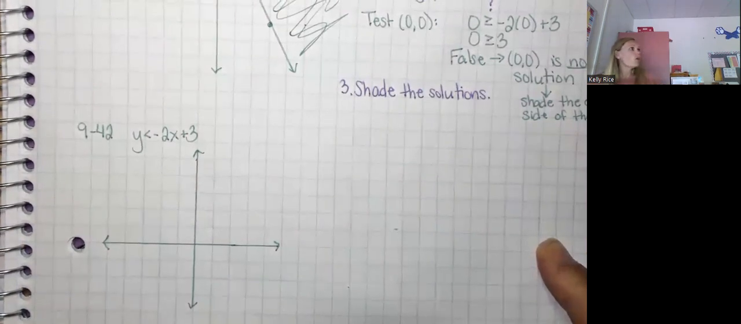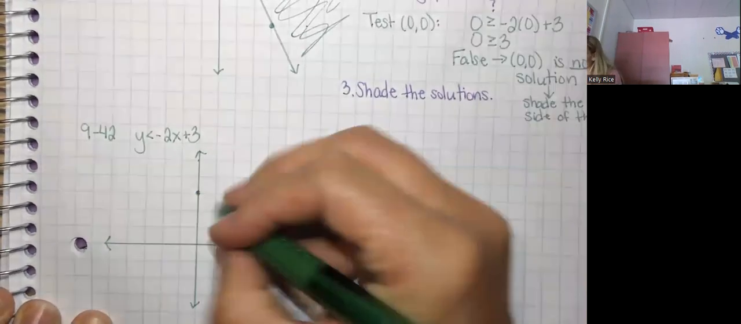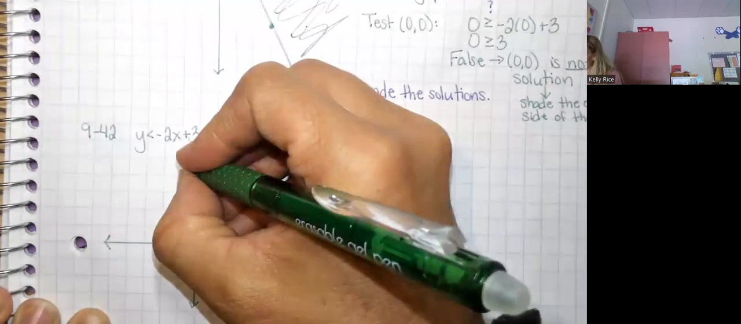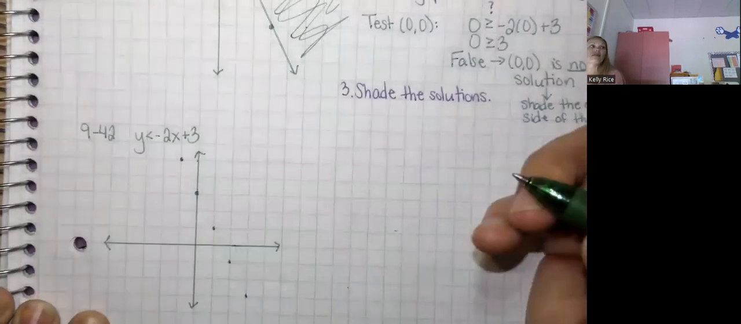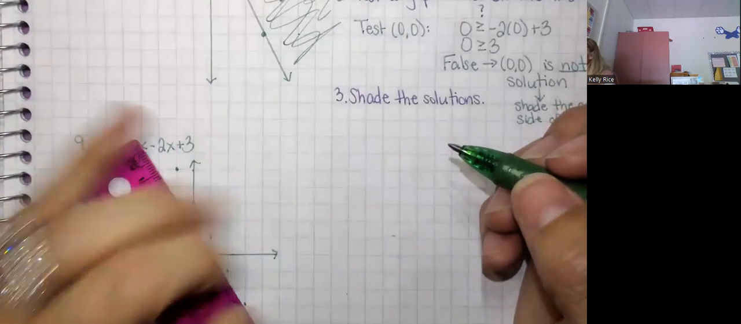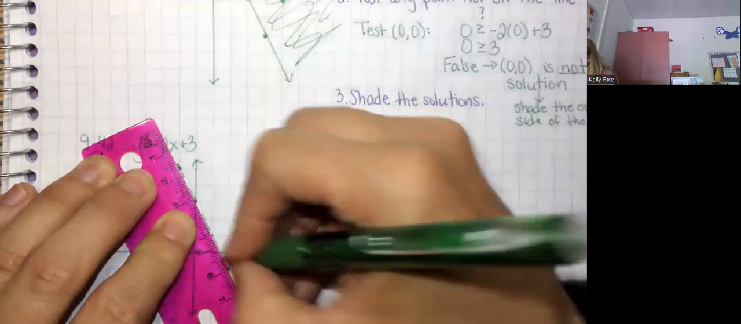All right, so y is less than negative 2x plus 3. So our line is the same. We start at 3, our slope is down 2, right 1, down 2, right 1, or up 2, left 1. Should my line be solid or dashed? I'm going to say dashed. And what does that mean? The points on the line are not solutions.